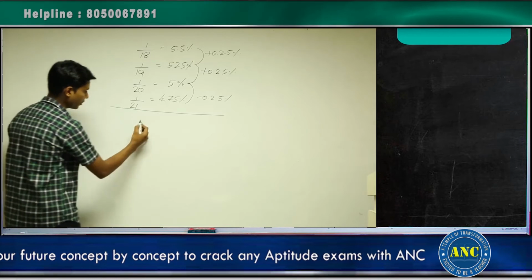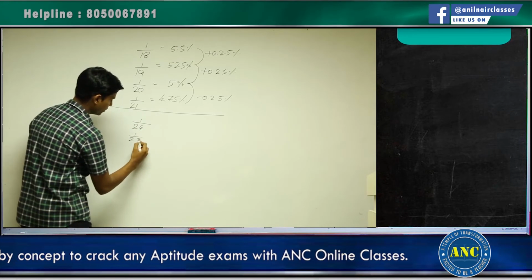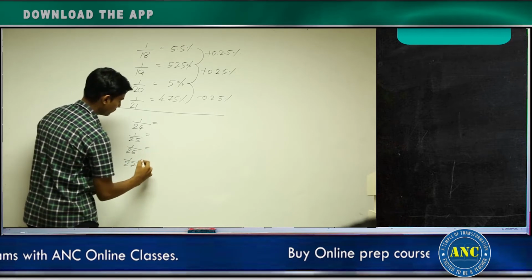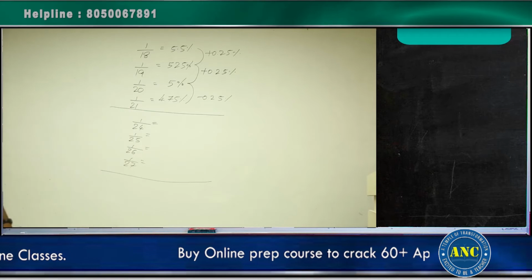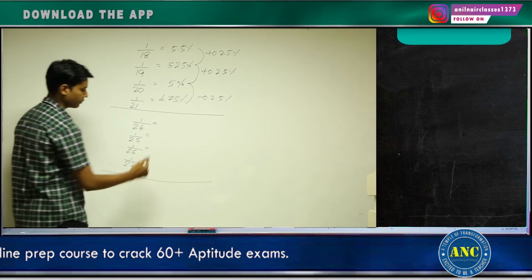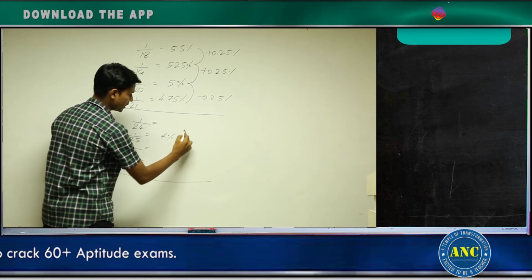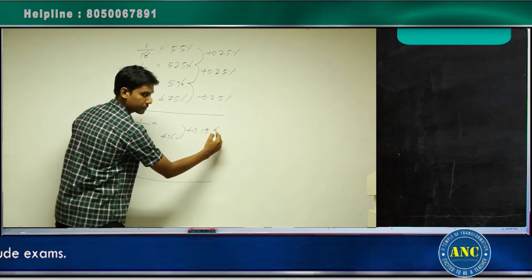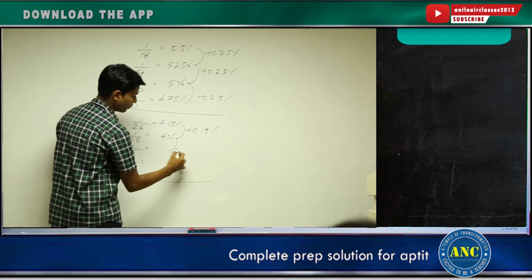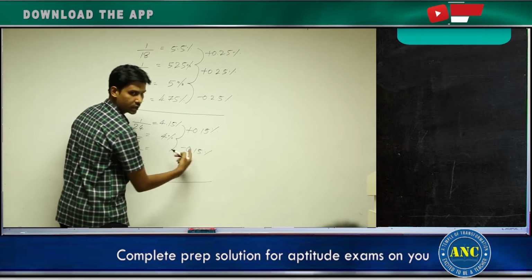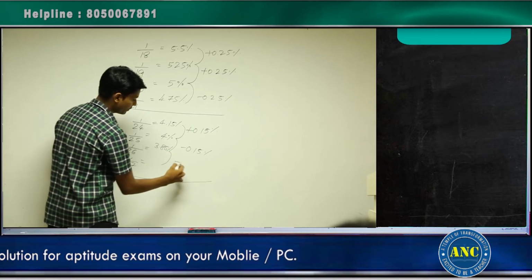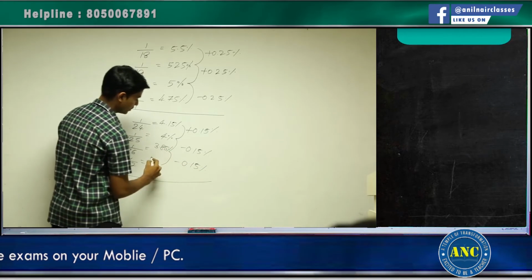Suppose 1 by 24, 1 by 25, 1 by 26, 1 by 27. See here, which is easier to calculate? 1 by 25. 100 by 25 is 4%. The above one will go with a deviation of plus 0.15, so 4 plus 0.15 is 4.15. The below one will go with a deviation of minus 0.15. 4 minus 0.15 is 3.85%. 3.85 minus 0.15 is 3.7%.